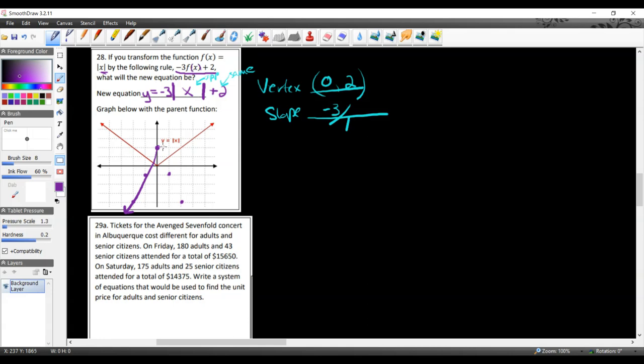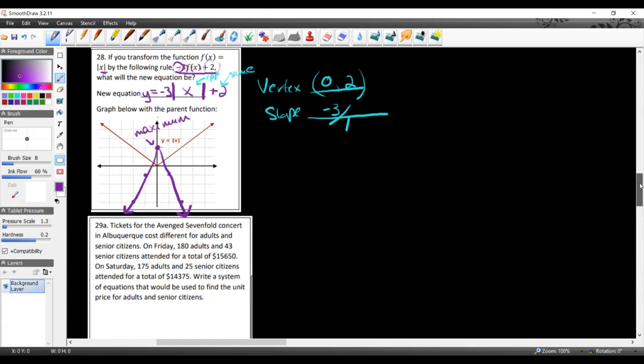It looks something like this, which makes sense because if you remember the rules of transformations, the negative is a reflection. The 3 is a vertical stretch. That's why it looks narrower, thinner. And the 2 is 2 up. So from the center, it went up by 2. By the way, this right here would be a maximum, just in case you forgot. Okay. And that's about it.